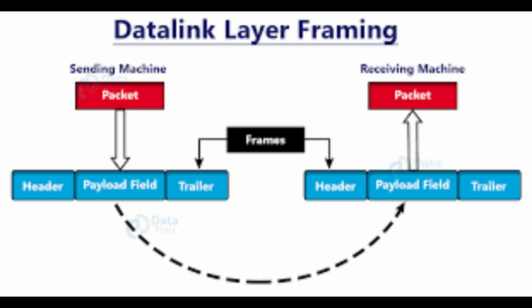Now I will explain what the link layer services are. The first is framing. There are two machines, the sending machine and the receiving machine. The payload field is the data, and the frame has a header, the payload field and a trailer. This is how packets are distributed into frames.